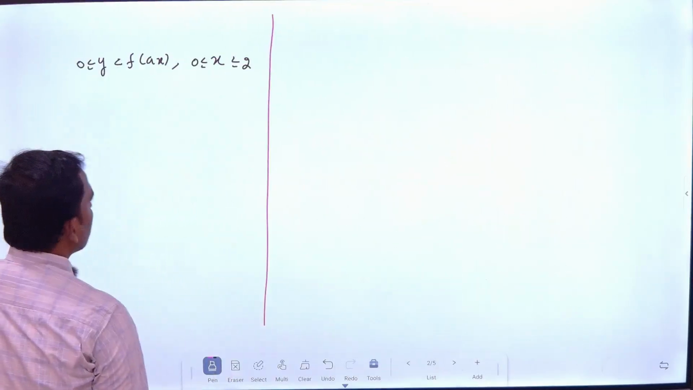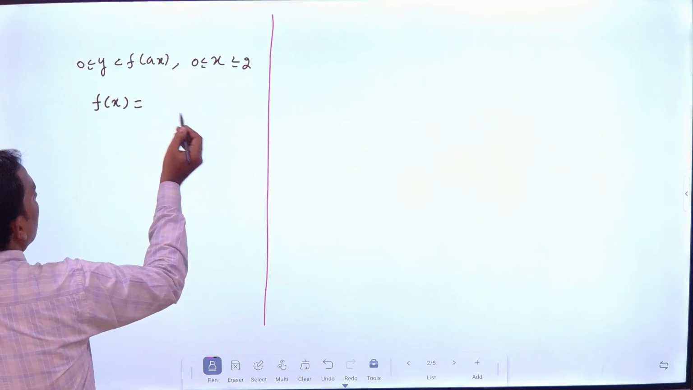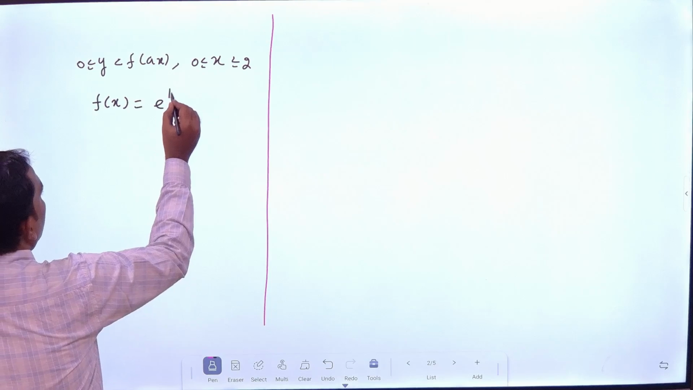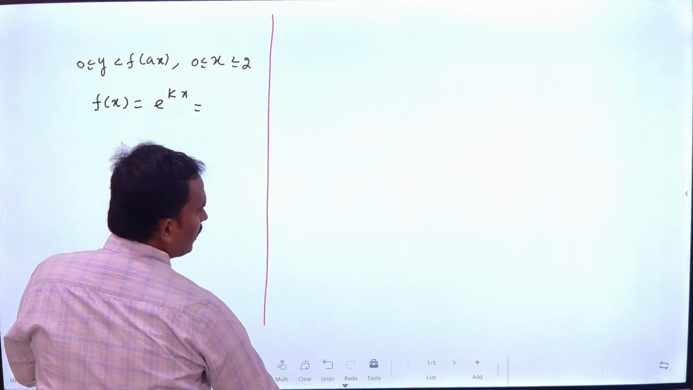Just now we got it. What is f of x? We already defined it generally as e power kx. What is k here? k we just got, no? What is k?